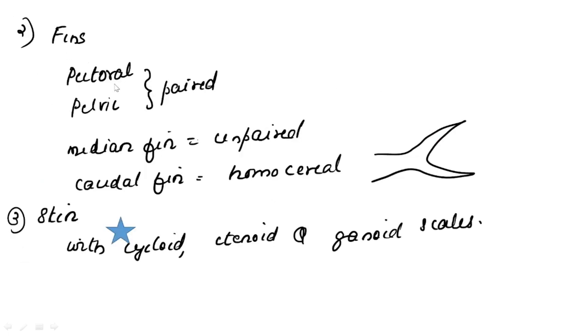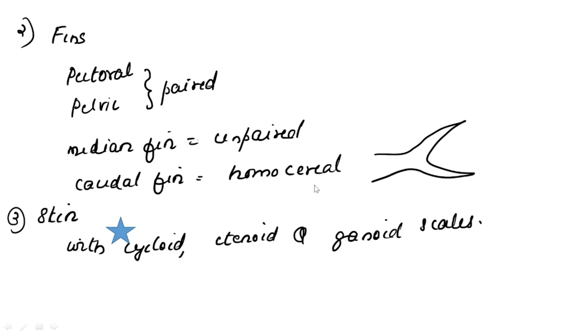Regarding the fins, pectoral and pelvic fins are present, and they are paired. Paired means two in number. Pectoral fins are two and pelvic fins are also two. Along with that, a median fin is also there. That median fin is unpaired.